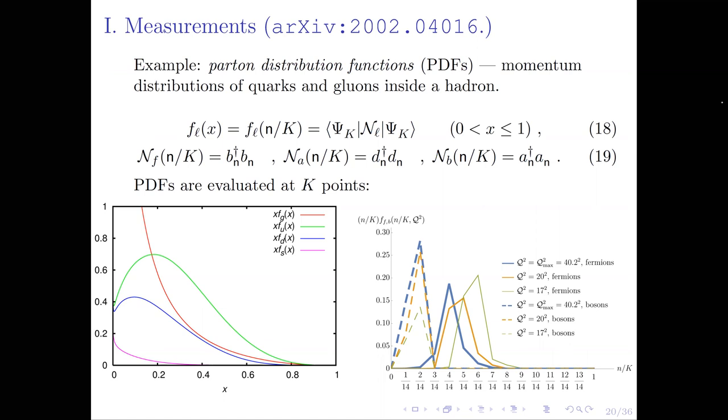And these pictures just illustrate the actual PDFs of a proton for gluons and quarks, and the PDFs in our toy model. So you see that if you're working at harmonic resolution k, this means that you discretize your fractional momentum x in steps of size 1 over k, right? So here we have harmonic resolution 14, and this fractional momentum x is divided into 14 steps.